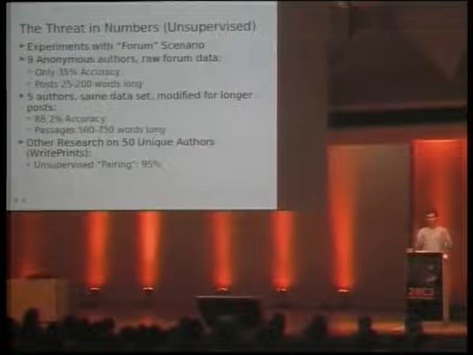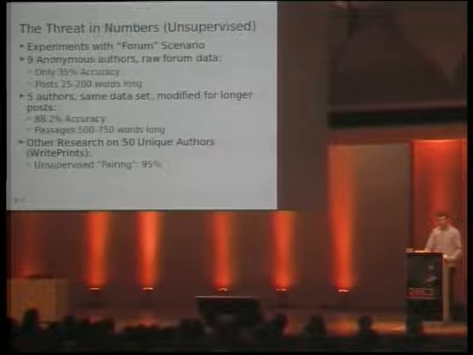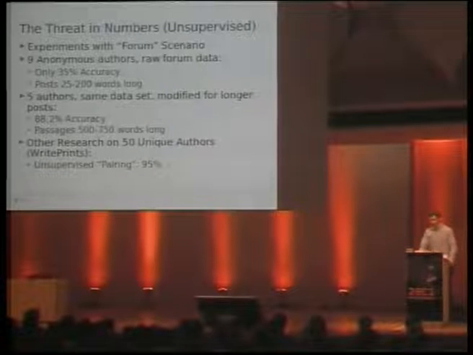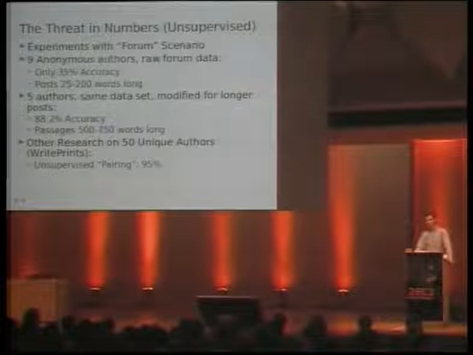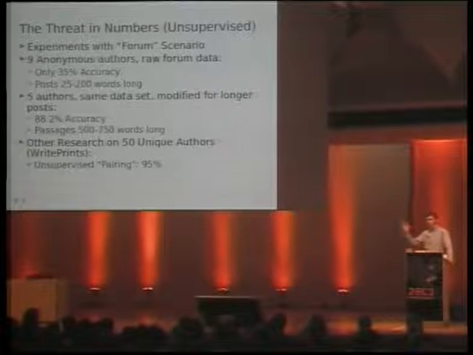So I just gave you two hypothetical scenarios, but now I want to give you some numbers to back up this threat. First, I want to talk about unsupervised stylometry, which is a bit of a hazier area of stylometry because it is not as well researched. So we did some experiments with a forum data set. We took a forum, stripped out all the known information, and treated it like an anonymous forum. And we found that when there were 9 authors existing, we only had about 35% accuracy in identifying the true authors correctly and separating them all correctly. Now, this dealt with posts that were very short in length, anywhere from 25 to 200 words.